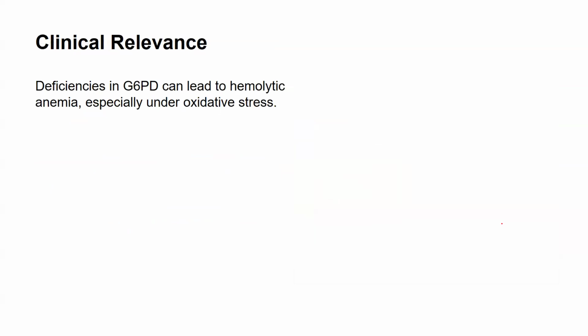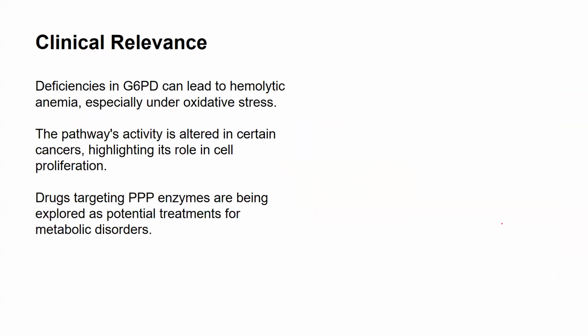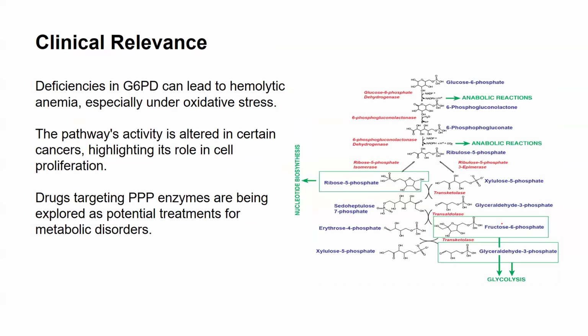So what is the clinical relevance of this pathway? Deficiencies in glucose 6-phosphate dehydrogenase can lead to hemolytic anemia, especially under oxidative stress, and the pathway's activity is altered in certain cancer cells, highlighting its role in cell proliferation. So drugs targeting the pentose phosphate pathway are being explored as potential treatment for metabolic disorders.